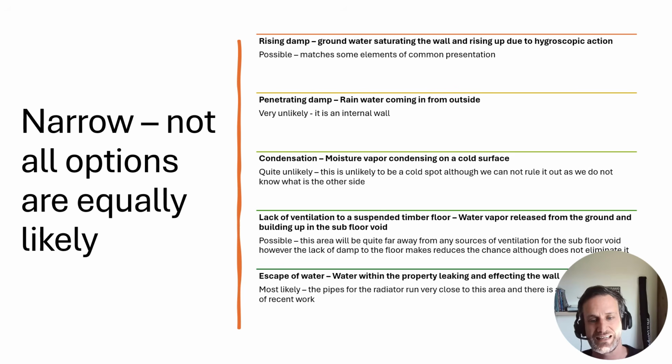And then we come on to probably what I would say is going to be the most likely, and that's the escape of water. So we look at the situation of it. We know it's in close proximity to a radiator. We can see that the pipes actually run very close to that area. We can see that some work's been done recently as well. We can see that skirting board was taken off and the carpet was lifted. Those were the clues that we picked up in that process.